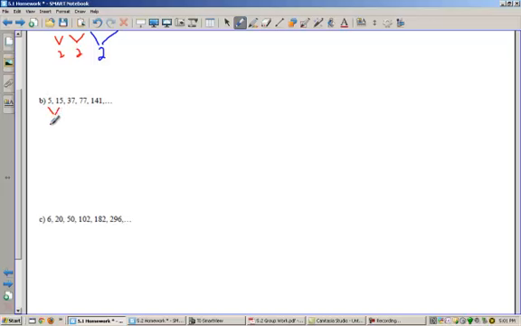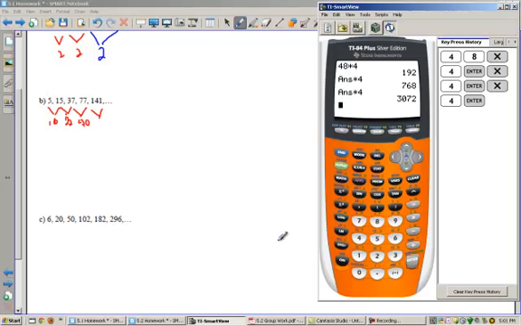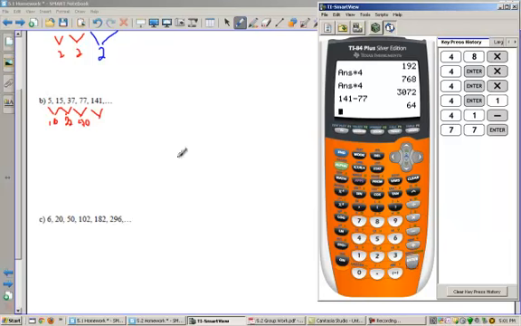So if I take the difference here, I get 10. If I take the difference here, so 37 minus 15, this is going to be 22. And then if I take the difference here, 77 minus 37, this is going to be 40. And then if I take the difference here, now I'm going to start using my calculator. So I take out my calculator, I take 141 minus 77, and I get back 64.